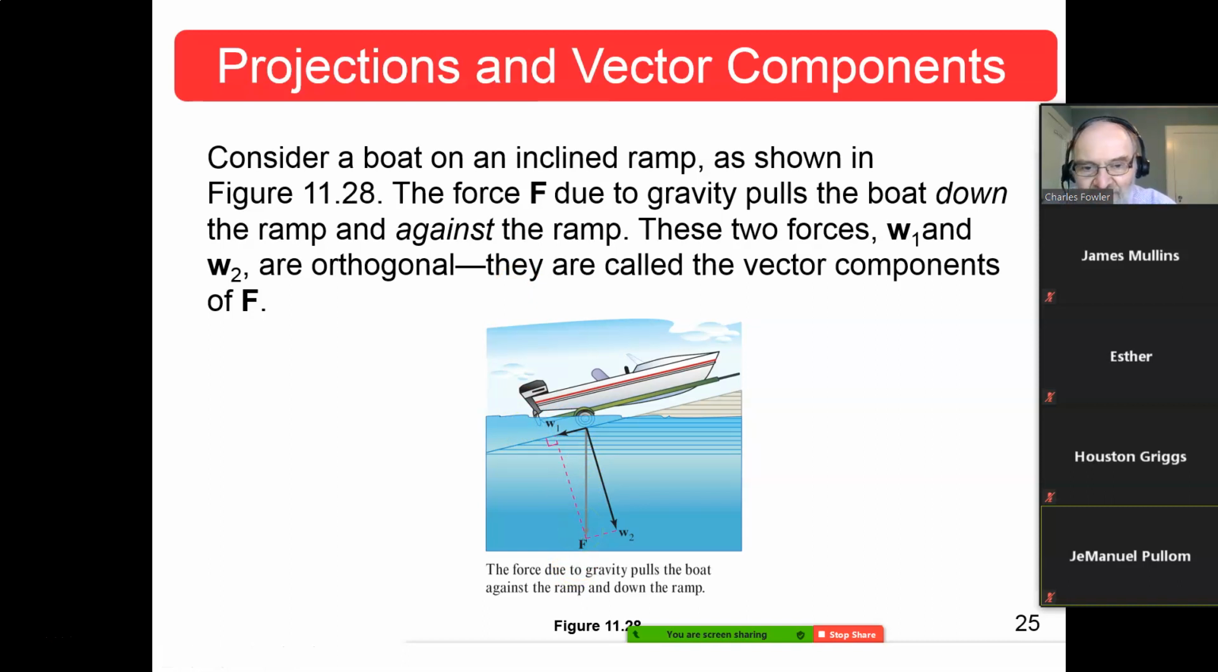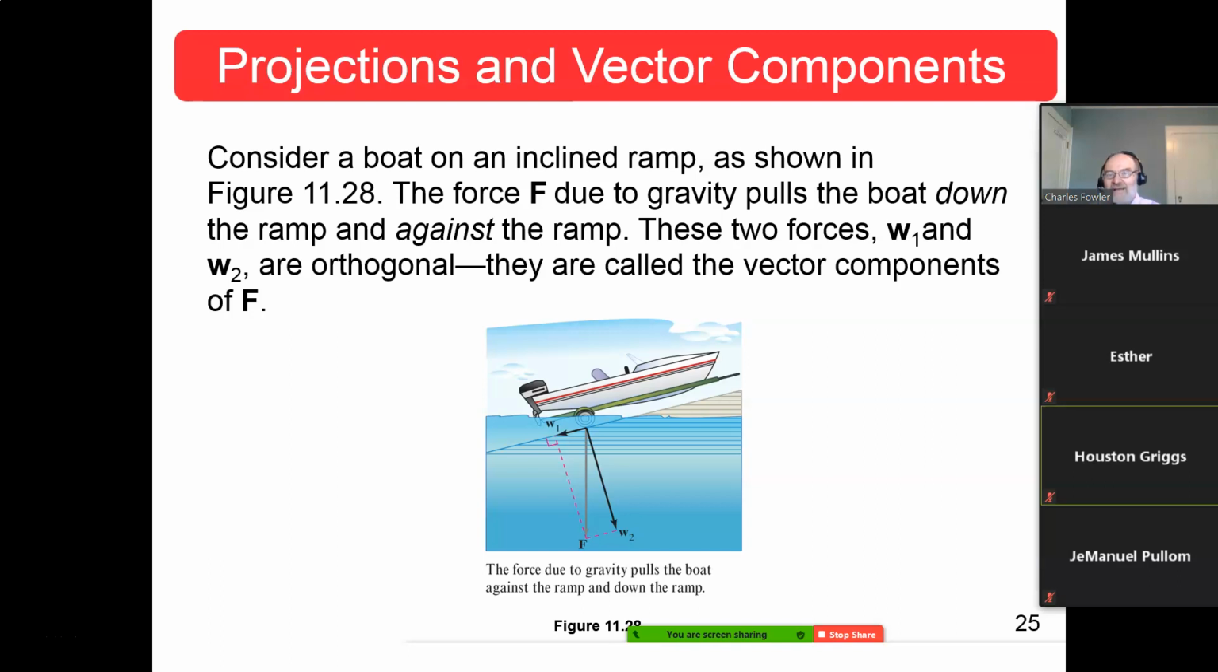And the shallower the angle like this, the greater the component of that weight perpendicular to the ramp. That's your W2. The component of that weight parallel to the ramp is called W1. Those two add to be vector F. They're the component vectors of it. Not the i, j, k component vectors, but the parallel and perpendicular component vectors of F.